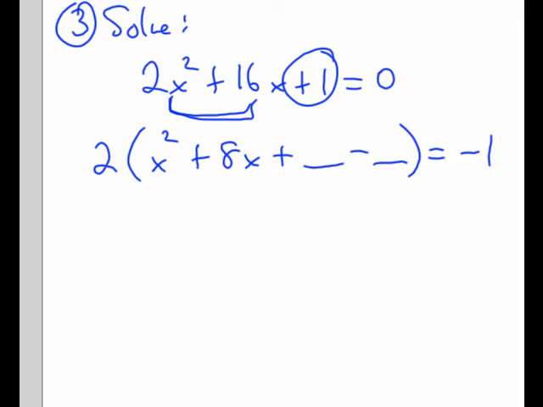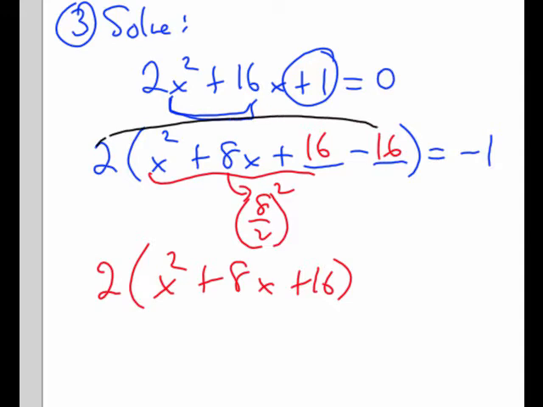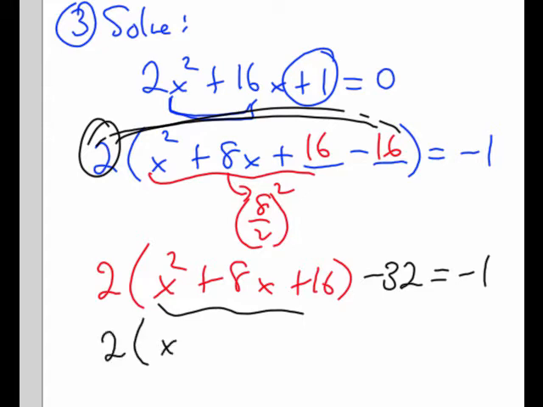Alright, so the magic number here is half of 8, which is 4, squared, which is add 16 minus 16. Alright, the first 3 terms get grouped together in a bracket, x squared plus 8x plus 16, and the term on the end comes out, but it's multiplied by 2 from the front, remember. So 2 times negative 16 is negative 32 out here. And now this factors as x plus 4 squared. And if I add 32 to both sides, that's going to equal 31.